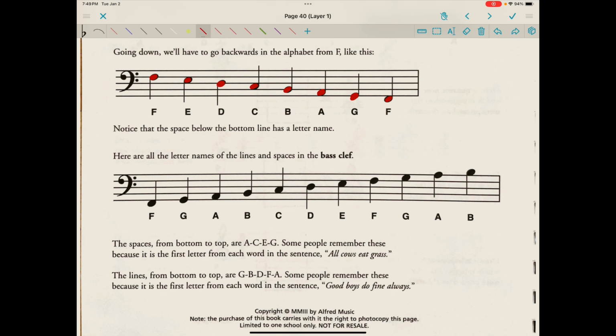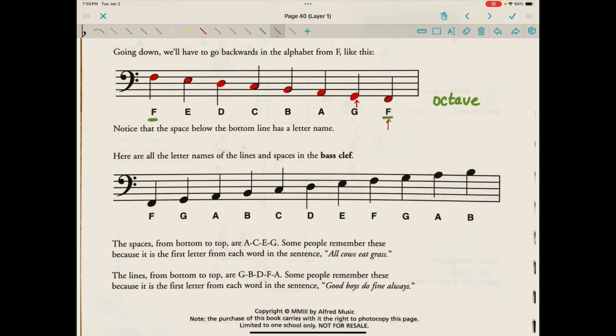Notice that the space below the bottom line has a letter name. So again, notice this is almost like a space note. It's one space lower than this note on line 1, which is our G. Notice also that from this F to this F, we have covered the span of an octave.